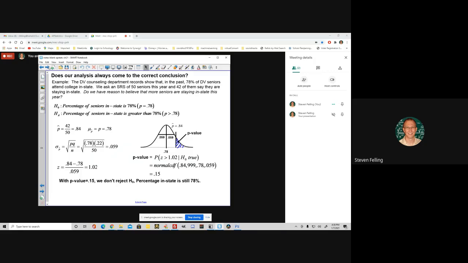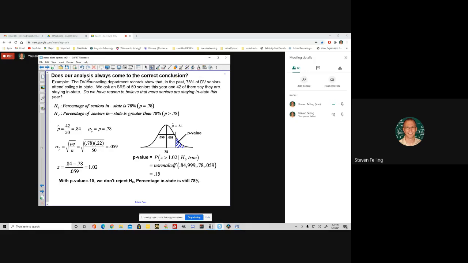actually test some sort of a conclusion, which means we make a statement based on probability that either we have evidence for an alternate hypothesis or we do not have sufficient evidence for that. But does that analysis always come to the correct conclusion? Let's take an example of this type of problem we've been considering about DV seniors staying in state for college.